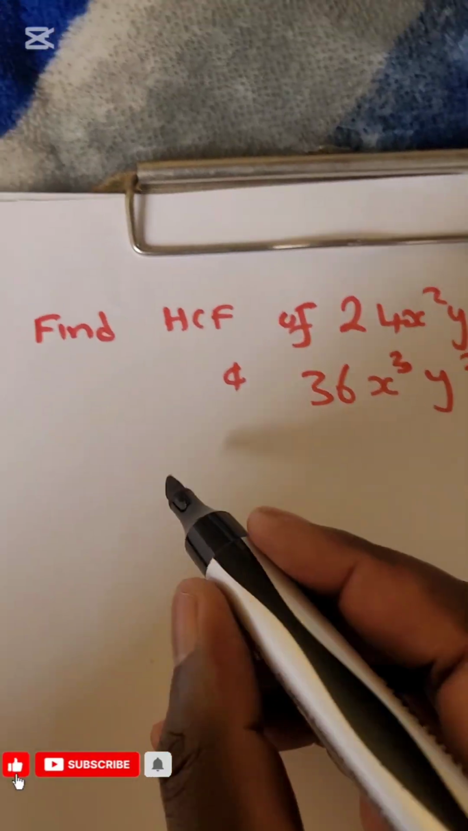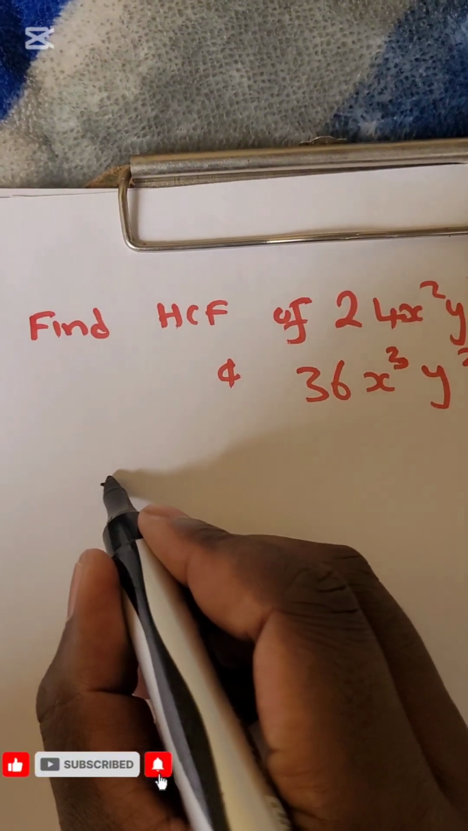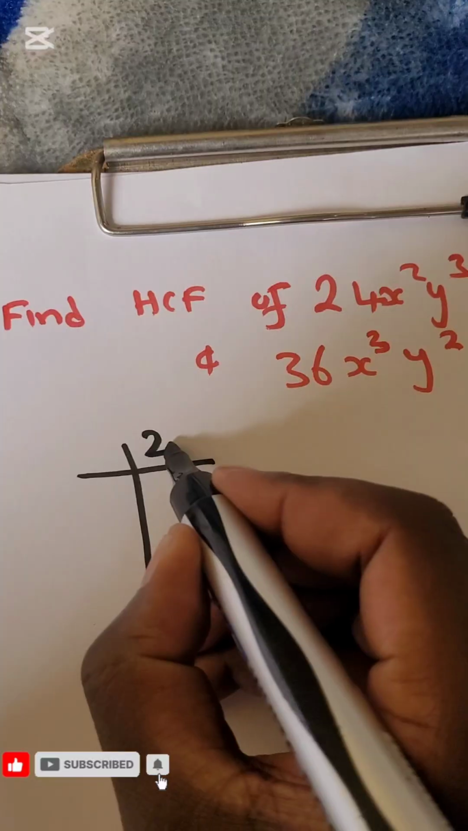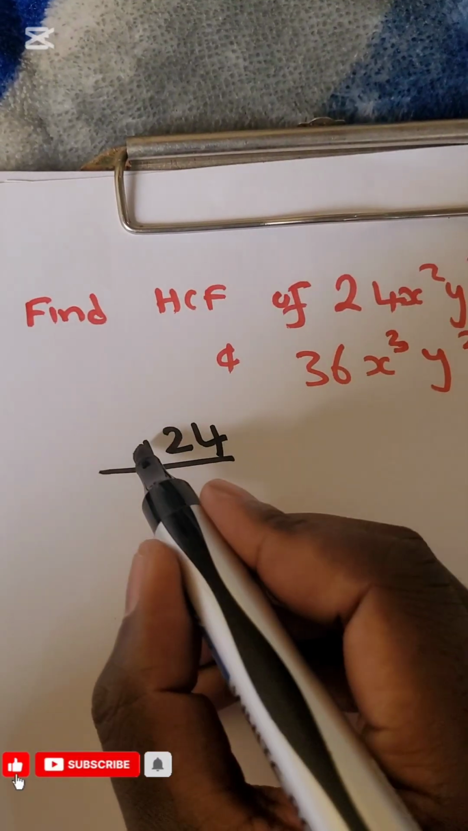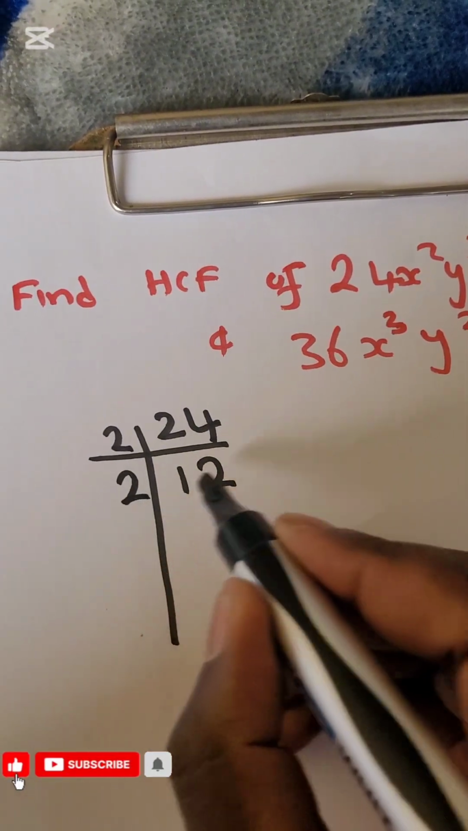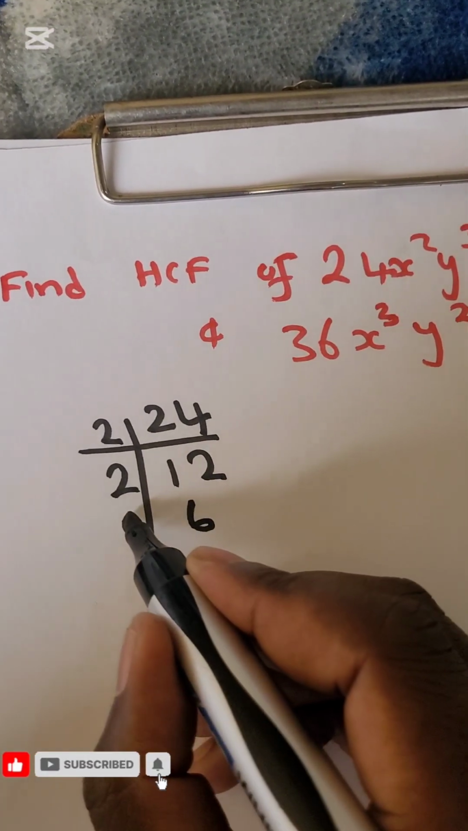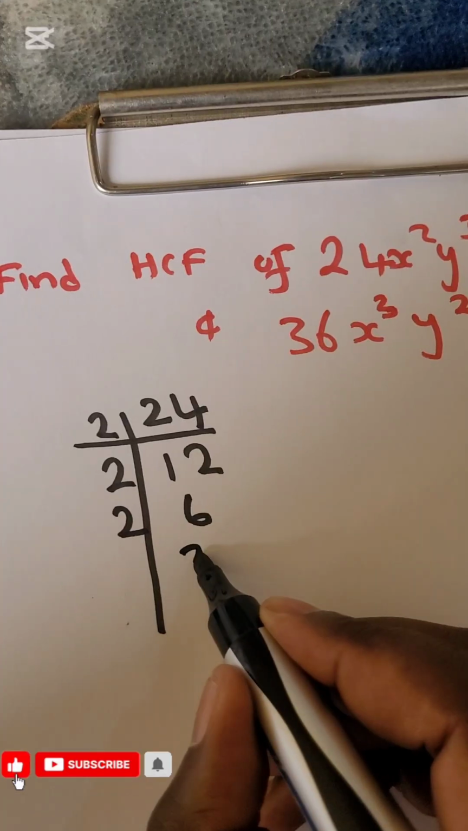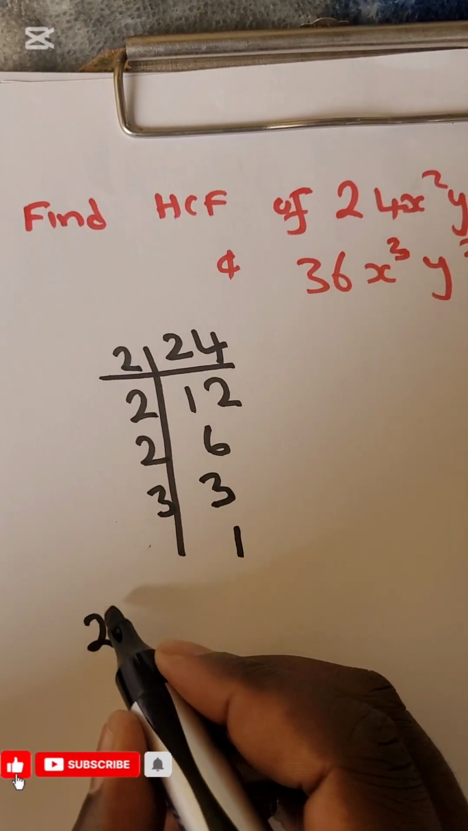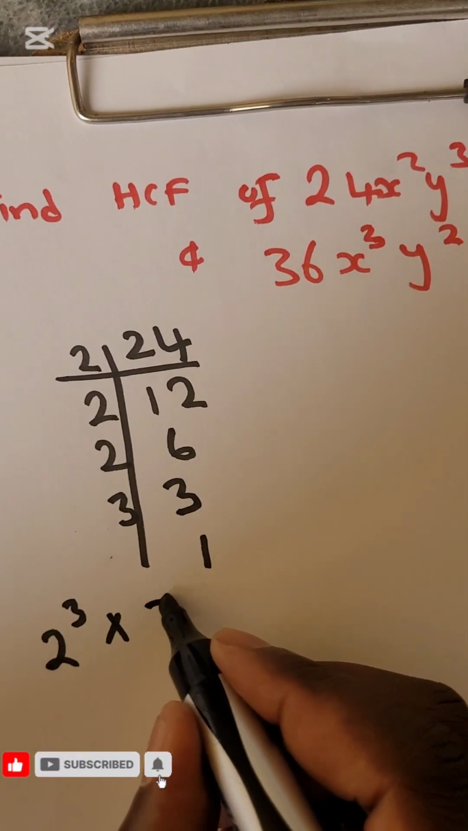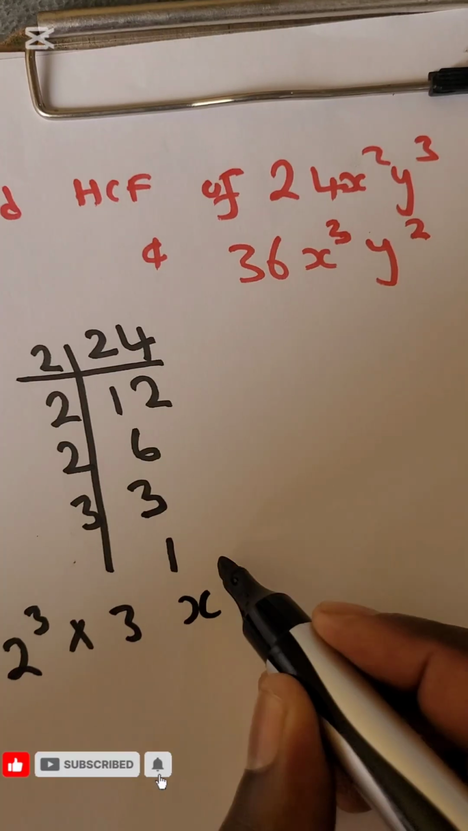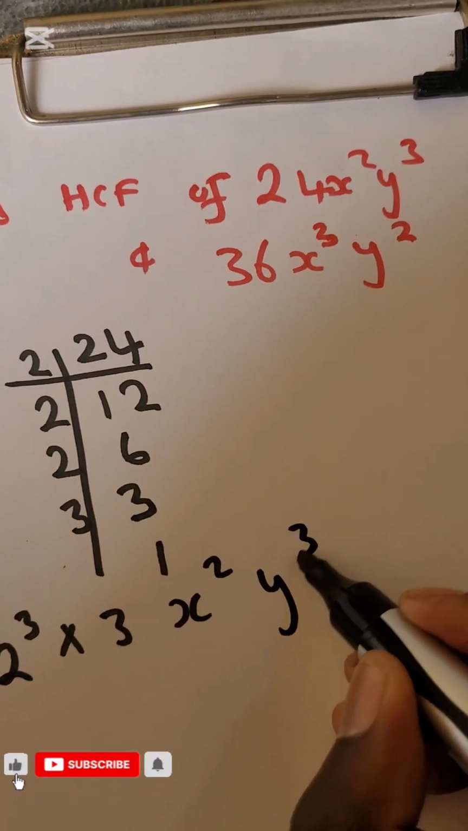Okay, so the first stage, guys, is to break your number into a product of its prime factors. So let's break 24. 2 into 24 you get 12, 2 into 12 you get 6, 2 into 6 we get 3, and 3 into 3 we get 1. So we have 2 to the power of 3 times 3, that's 24, and x squared and y cubed.